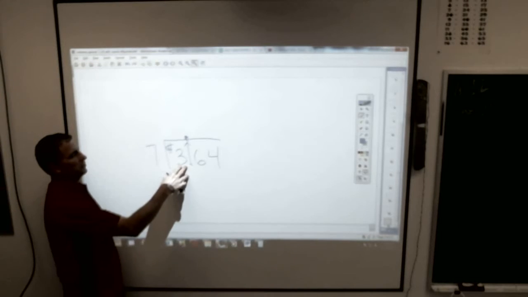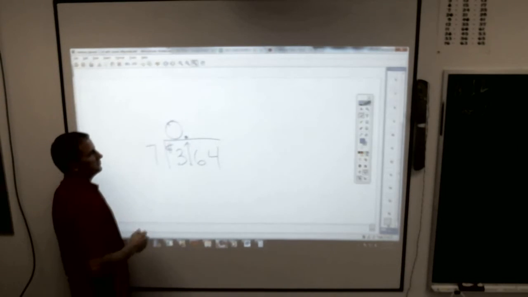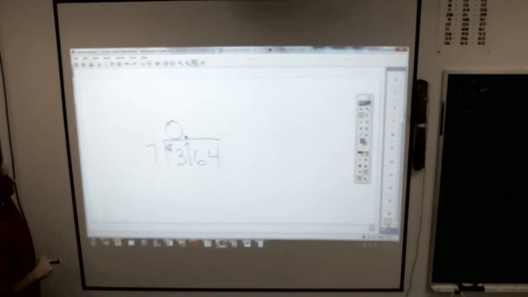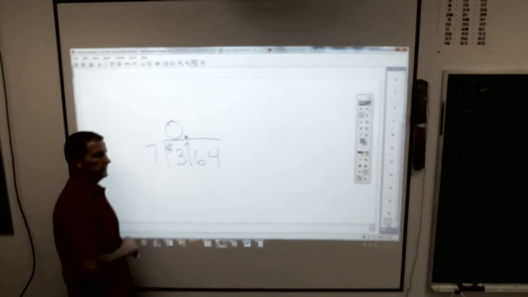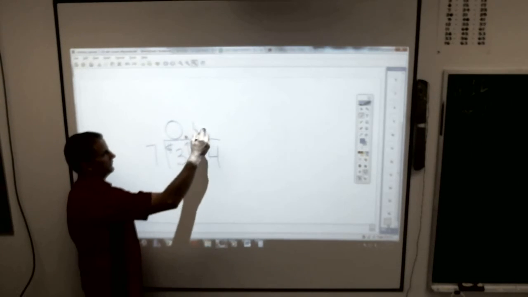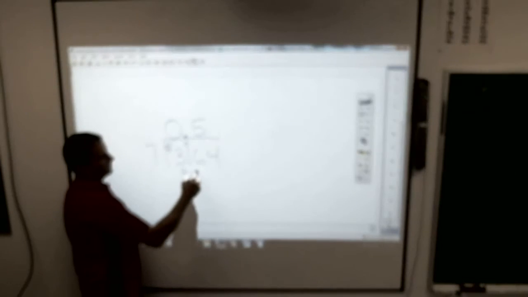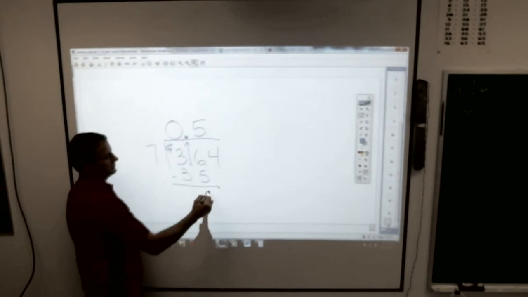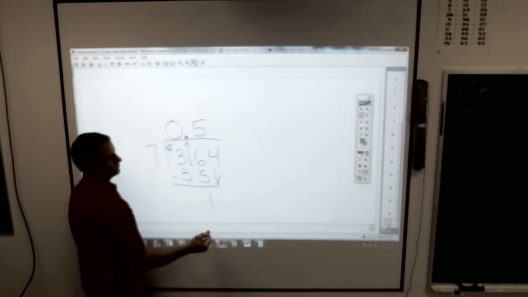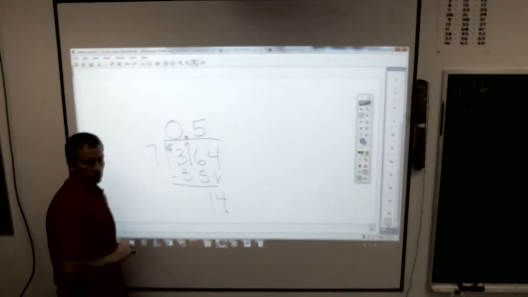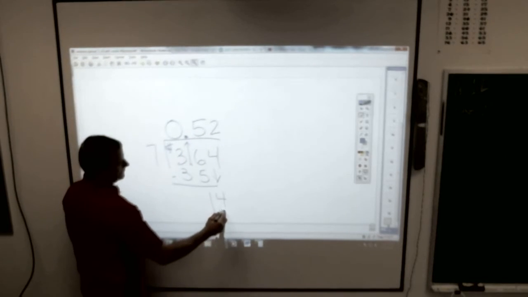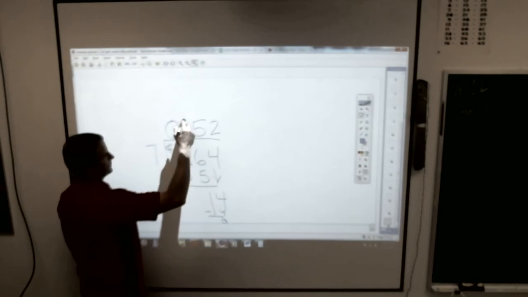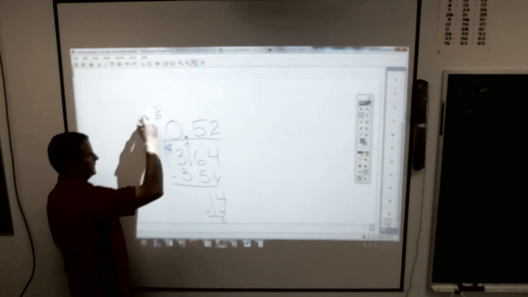So 7 doesn't go into 3. I can put a 0 there because we use zeros when it comes to money. And then 7 goes into 36. How many times? 5. Which is what? 7 times 5 is 35. Subtract. Bring down. And 7 goes into 14 twice, exactly, nicely. Nothing left over. So this is 52 cents.